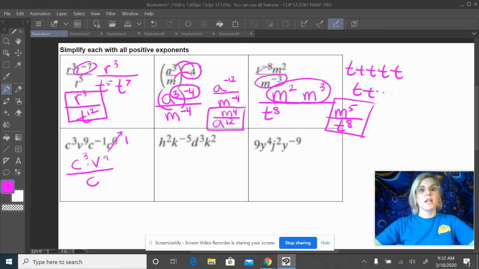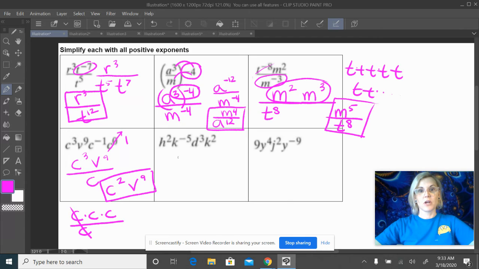Now I'm going to use the rule that because I have the same base and I'm dividing, I'm going to subtract. So c to the power of 3 minus c to the power of 1 is c to the power of 2, and bring along that v to the 9th. The reason I can do that when we do division is that technically I have 3 c's on the top and 1 on the bottom, so those cancel and I'm left with 2.